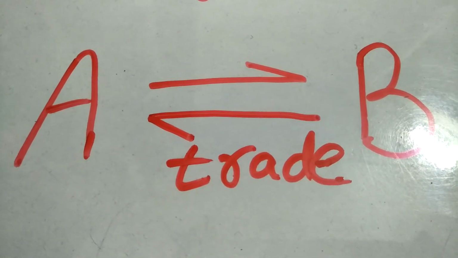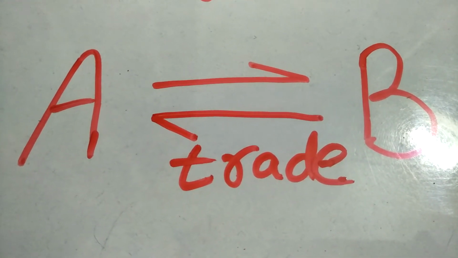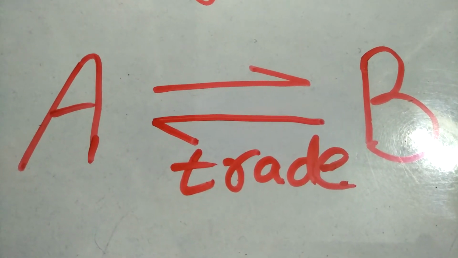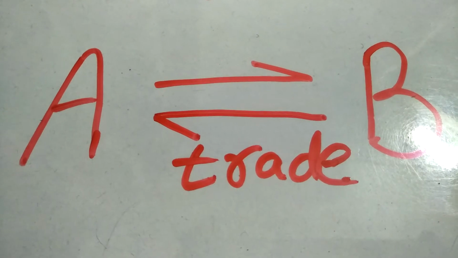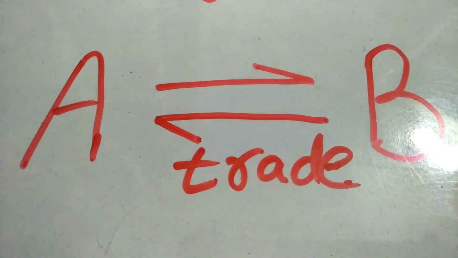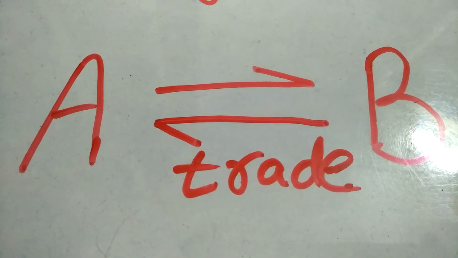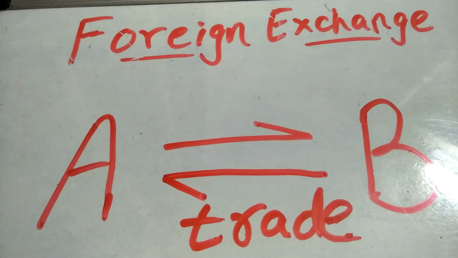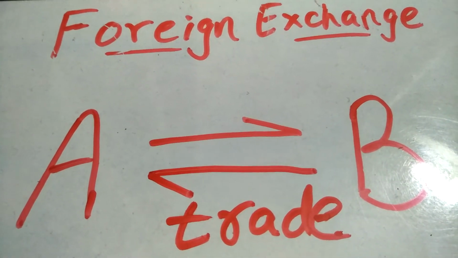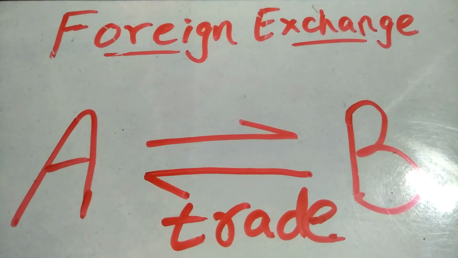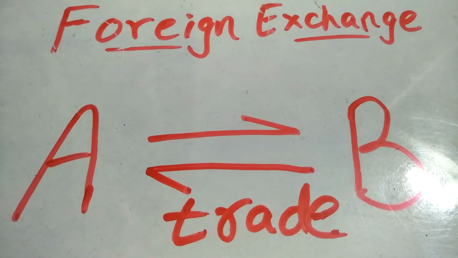And that is why the essential element here is convertibility. The currency of A and the currency of B should be convertible with each other, and only then would this trade become possible. For making such international trades possible, foreign exchange is very important, and the exchange rates are even more important, which we are going to see in our further videos.